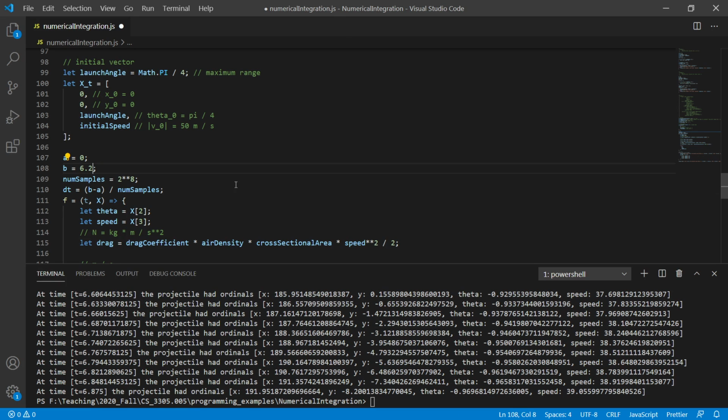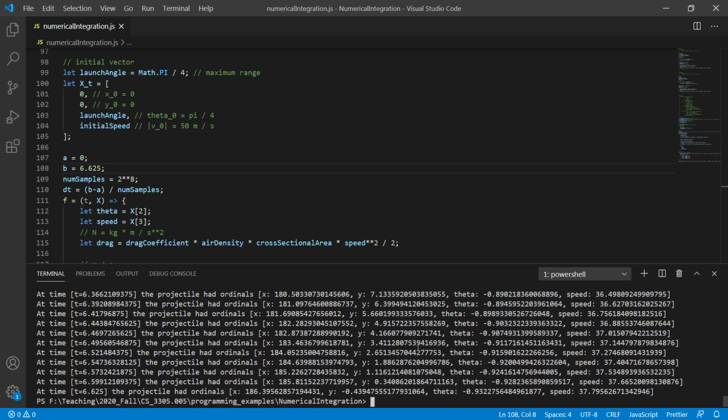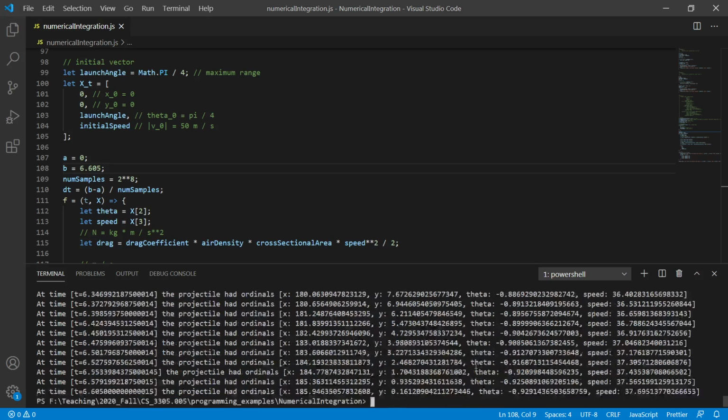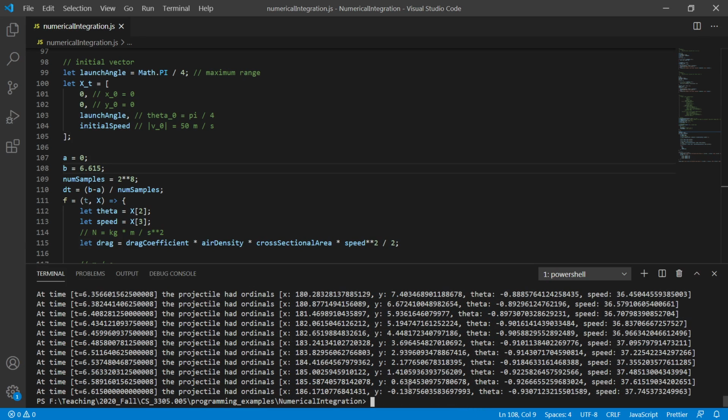I'll say 6.25. Almost there. It's still a little too much time. 6.05. Well, you can see that we're going to have to keep cutting in between here. I'll say 6.15, maybe. And we're getting closer and closer to where it actually hit.